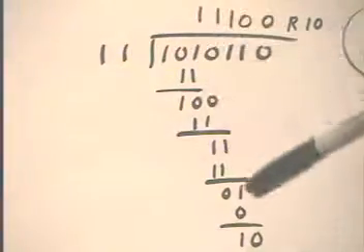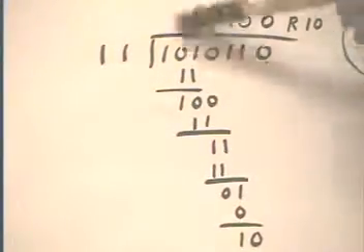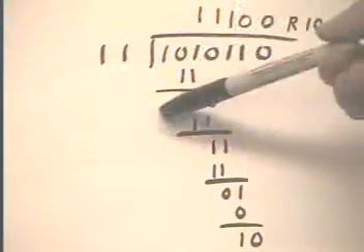So 1, 1 will go into 1, 0, 1. We conjecture 1 time. Better just be 1, because if we had 2, we'd be in trouble because we don't have a 2 in base 2. Okay, 1 times 1, 1 gives us 1, 1. We subtract, we get 1, 0, 0.